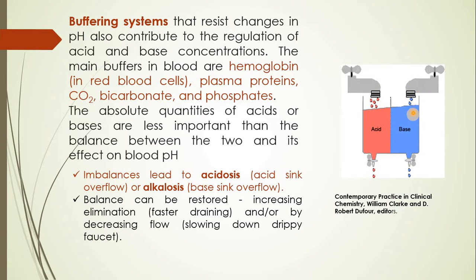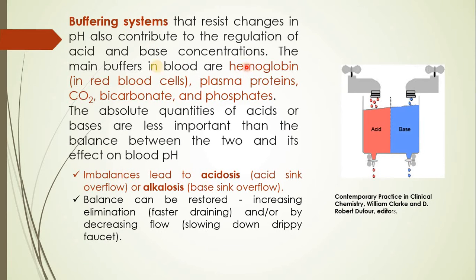Even if there is continuous addition of acid or base to the system, there should be continuous removal of this acid and base so that the minimal level will be maintained in the body, and this maintenance of minimal level of acid and base is done by the buffering system in the body. So what are the different buffering systems which are present in the body?